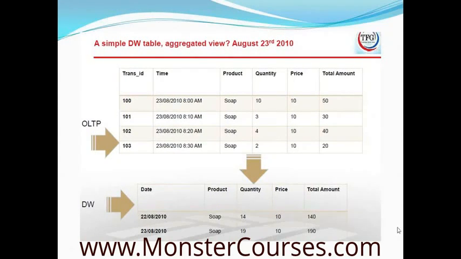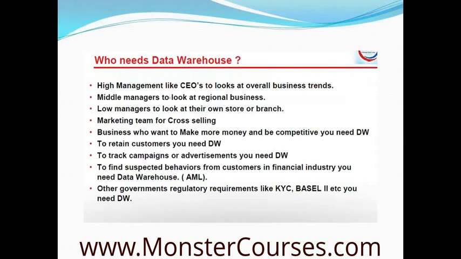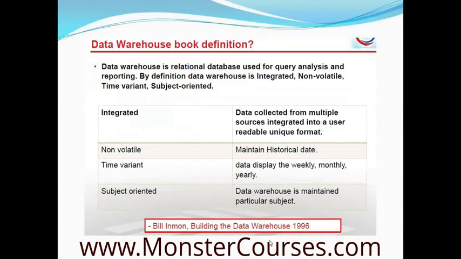These are the three main concepts we need to remember. The first is non-volatile. Non-volatile means we won't remove even a single record from our data warehouse. The second one is time variant. Time variant means we can get the data based upon month, week, year, or quarter. Whatever the time period, we can extract the data further.